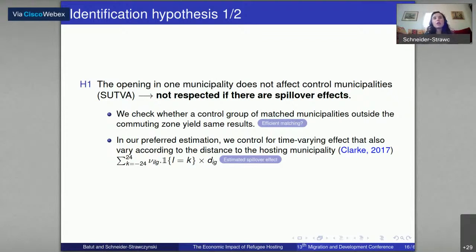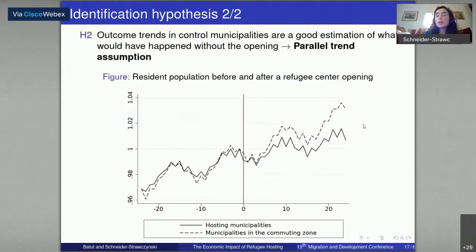And in addition, in our preferred estimation, we will control for time-varying effects that also vary according to the distance to the hosting municipality, in the spirit of Clark in 2017. The second identification hypothesis is the parallel trend assumption, which says that outcome trends in controlled municipalities should be a good estimate of what would have happened without the opening in the hosting municipality.